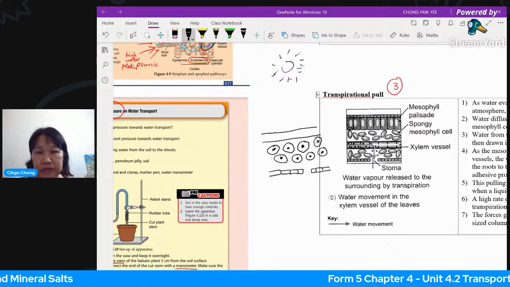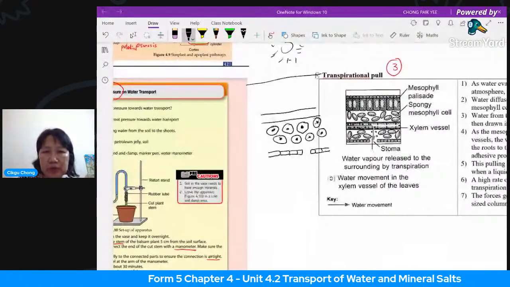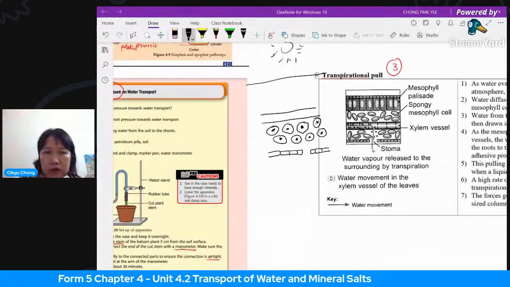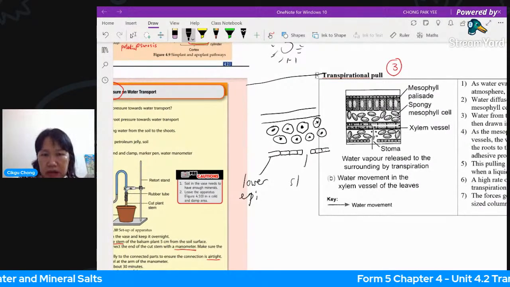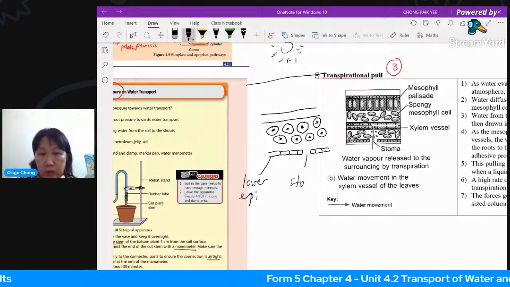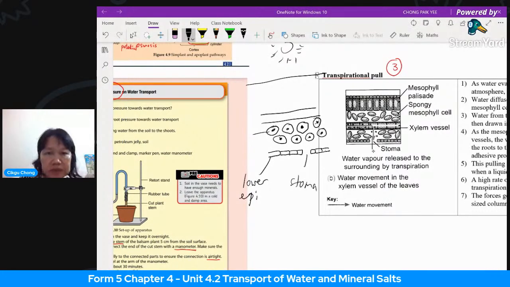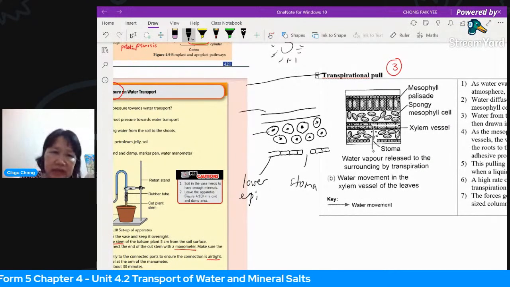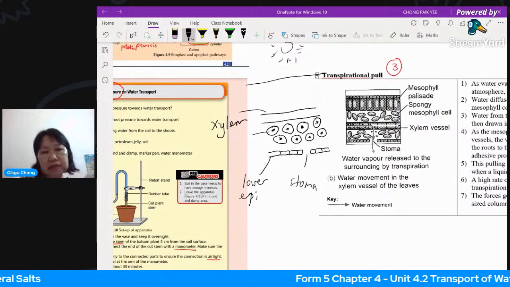So let's look at this one. Now, this is the layer of cell. What I've drawn here is the lower epidermis. This is the stoma. The stoma is the opening here, the pore. And this is the spongy mesophyll. Spongy mesophyll has a lot of airspace. And this is the xylem inside here. Xylem here, of course, is water. This is where the water source is going to be.